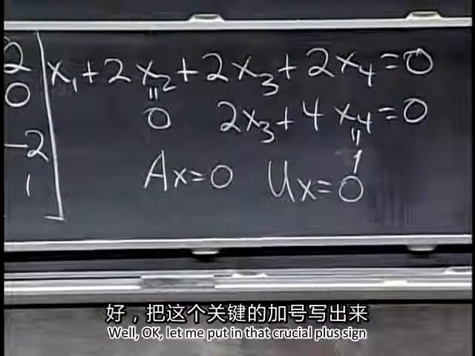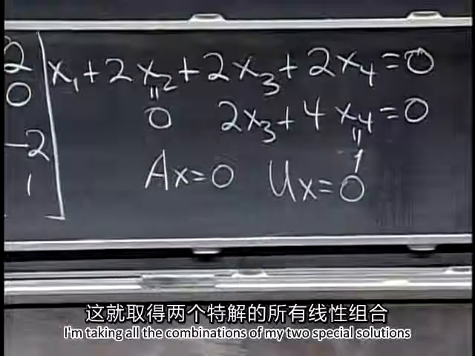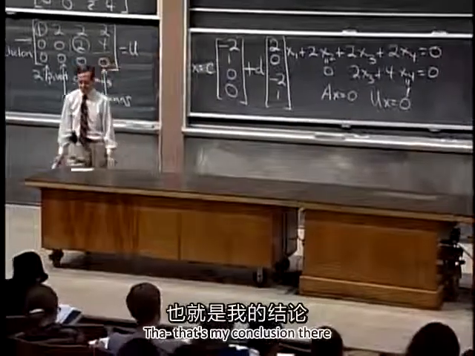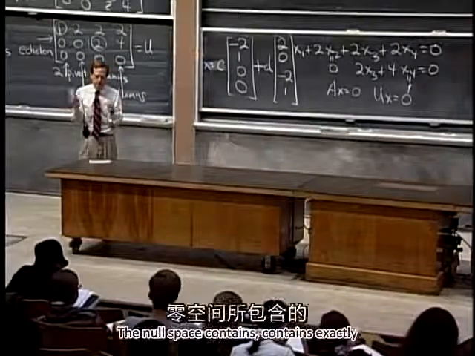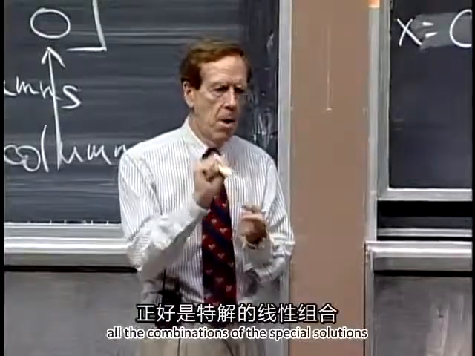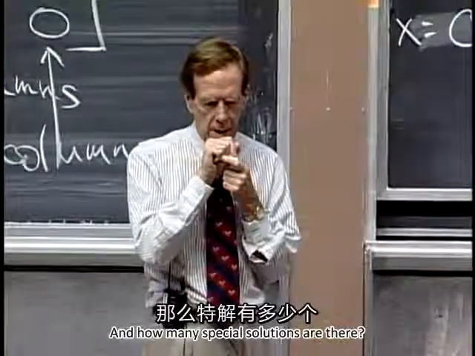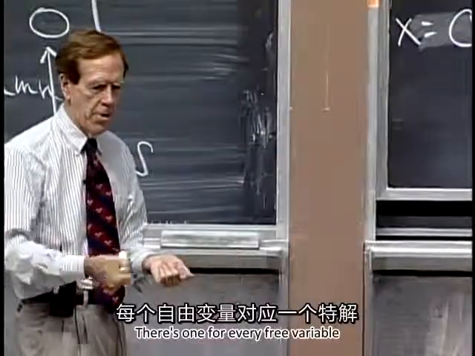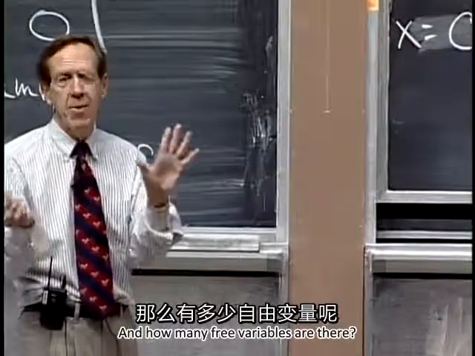Well, okay, let me put in that crucial plus sign. I'm taking all the combinations of my two special solutions. That's my conclusion now. The null space contains exactly all the combinations of the special solutions. And how many special solutions are there? There's one for every free variable. And how many free variables are there?